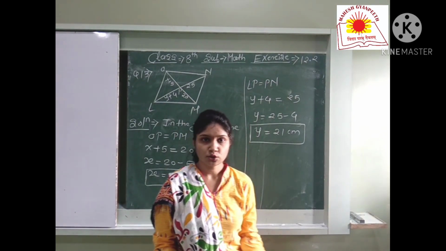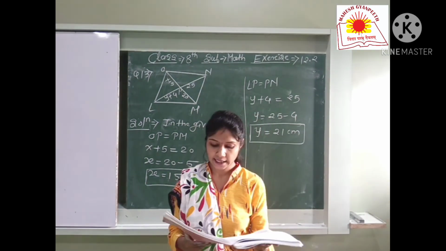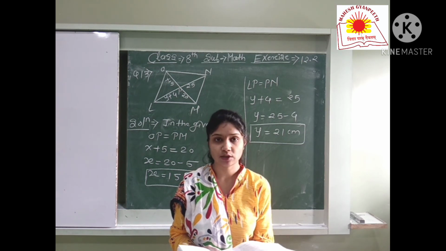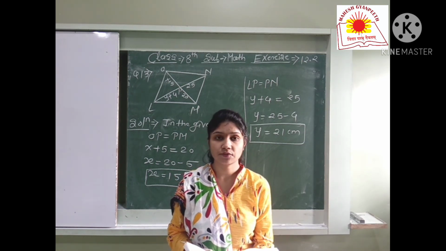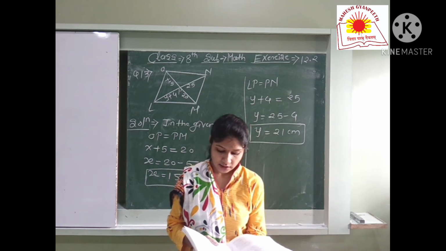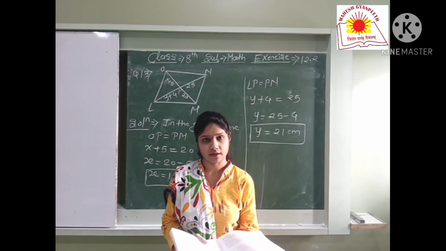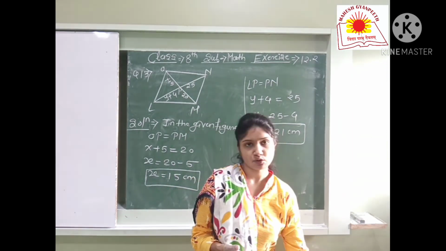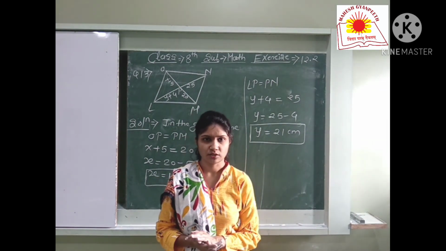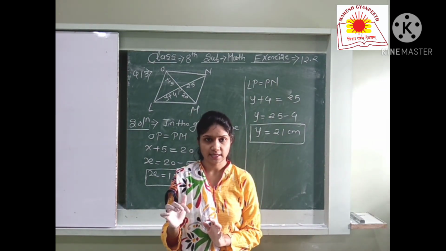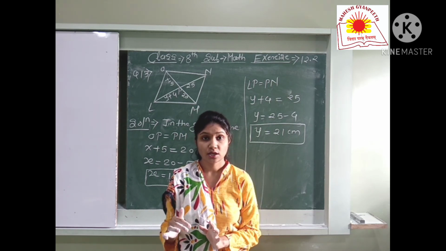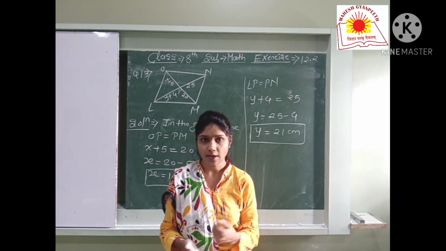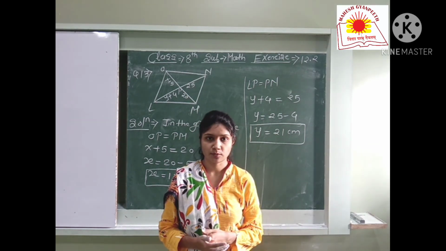Now the next question is 14. Explain how this figure is a trapezium. We are given one figure. Explain how this figure is a trapezium, and mention which two sides are parallel. It is a very easy question. You have to use the property that when two adjacent angles have a sum of 180 degrees, their sides are parallel. Then it is a trapezium. This is how we have to solve question number 14.